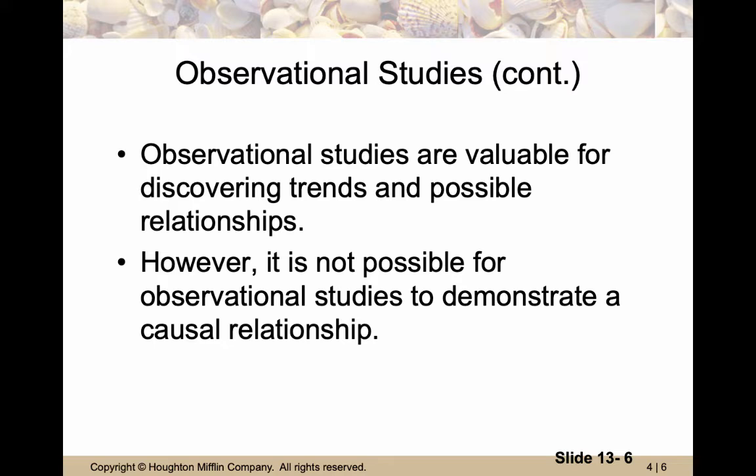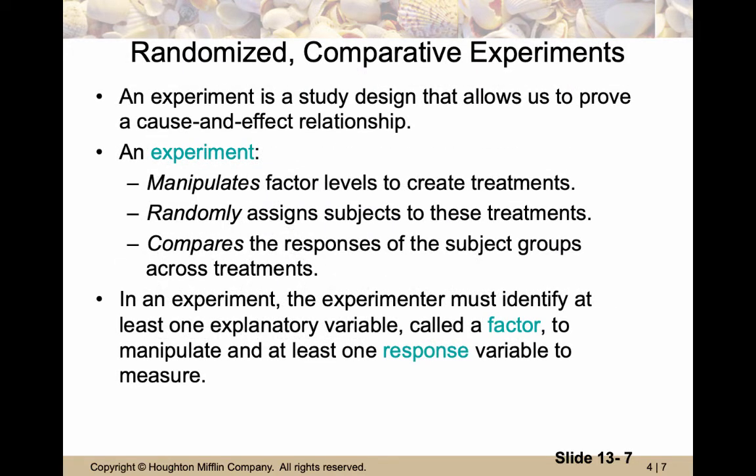It is not possible for observational studies to demonstrate a causal relationship. You will hear over and over in these types of courses, correlation does not imply causation. If you want to establish causation, you have to conduct a well-designed experiment. An experiment is a study design that allows us to prove a cause and effect relationship. And the way this is done is through the characteristics of the experiment.